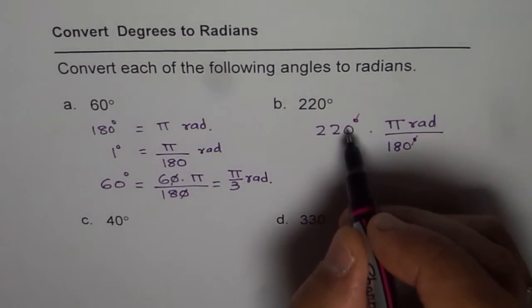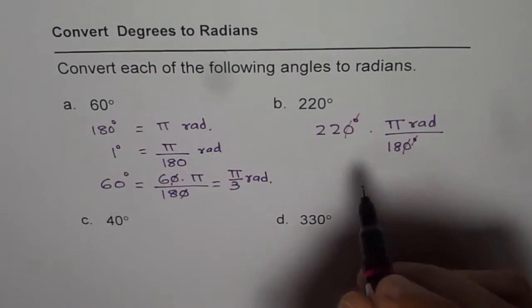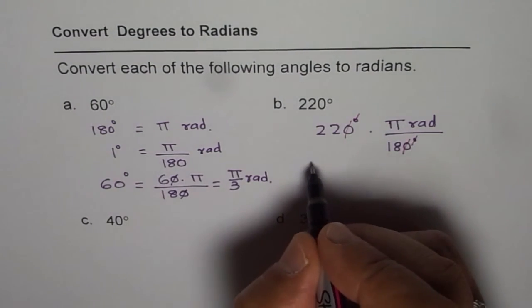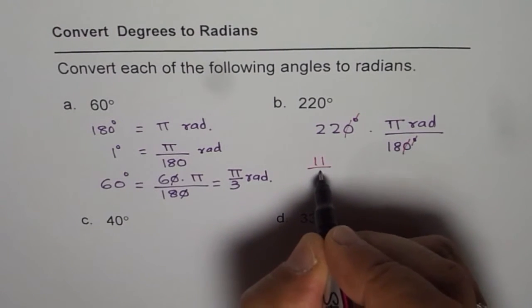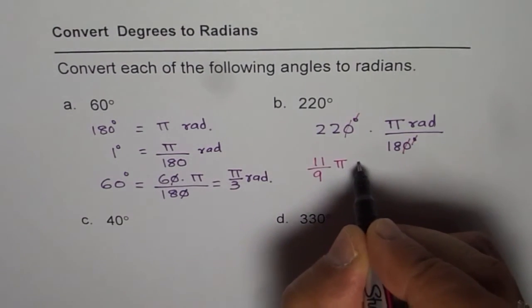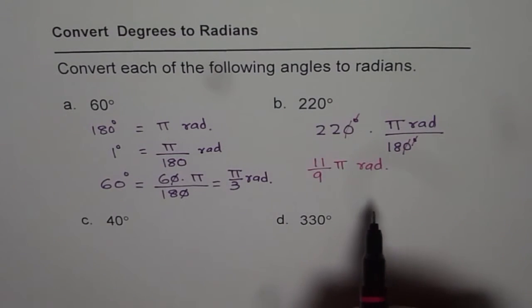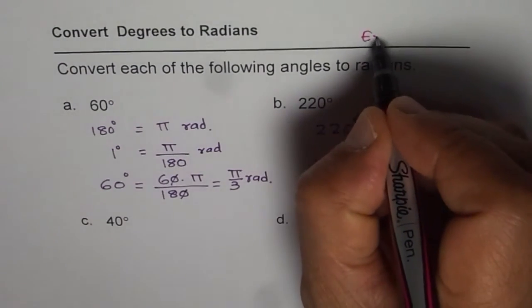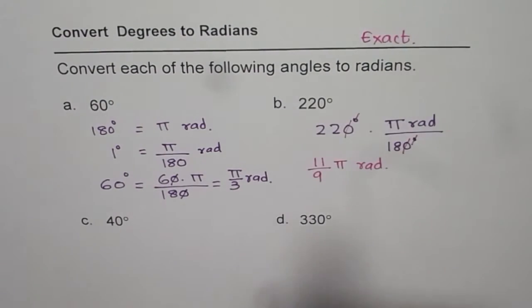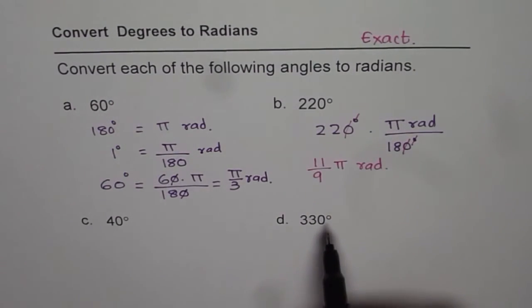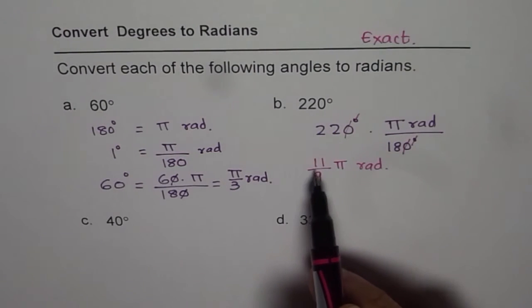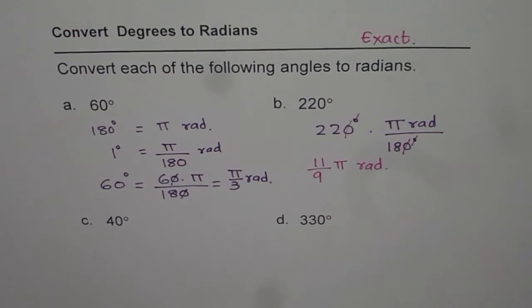So now we can simplify, we can divide by 10, and now we can divide by 2, getting the answer as 11 over 9 pi radians, right? So 220 degrees is 11 over 9 pi radians. What we're writing here is exact values. If you want decimal places, you can use a calculator, right? Use pi and multiply by 11 divided by 9 to get the result. So that is how we can convert degrees to radians.